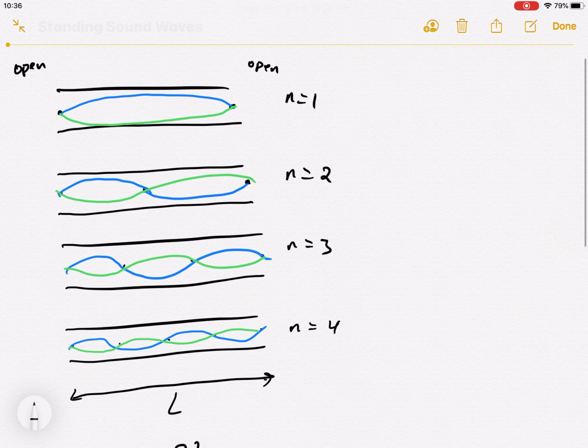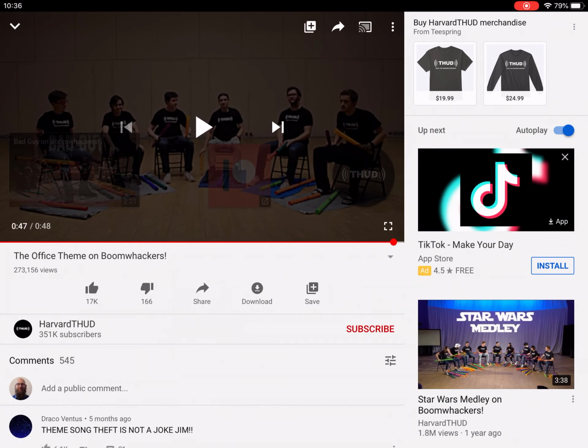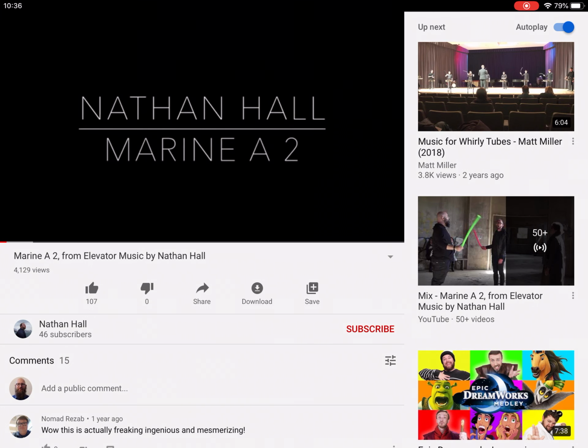So how do we access the higher frequencies? Well, if you've ever seen a whirly tube, here's an example of these whirly tubes in action.